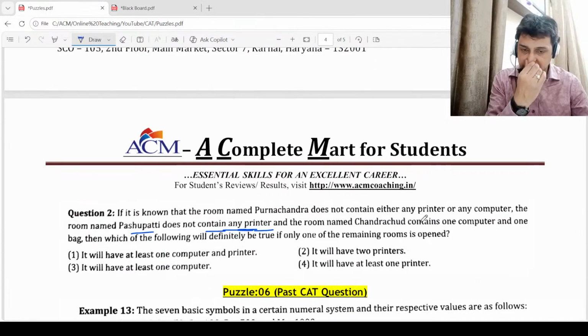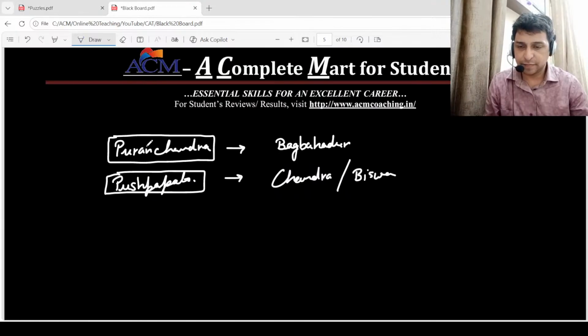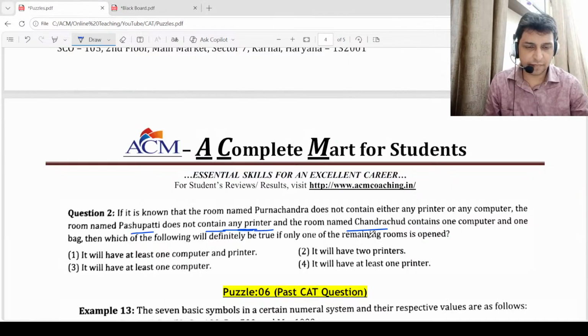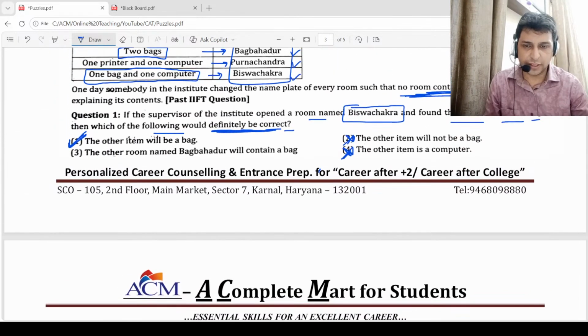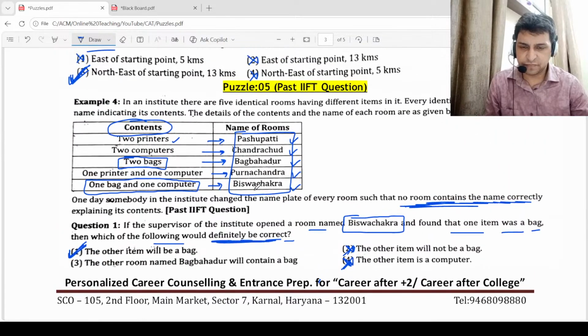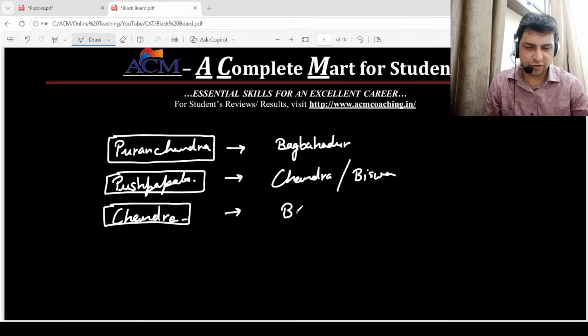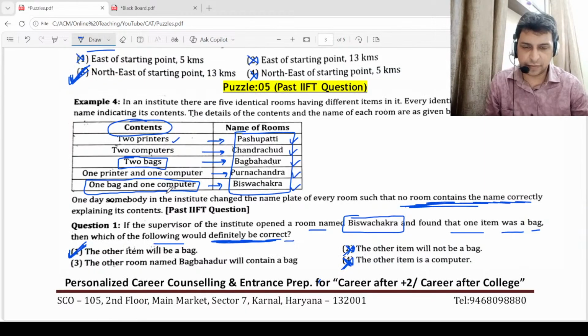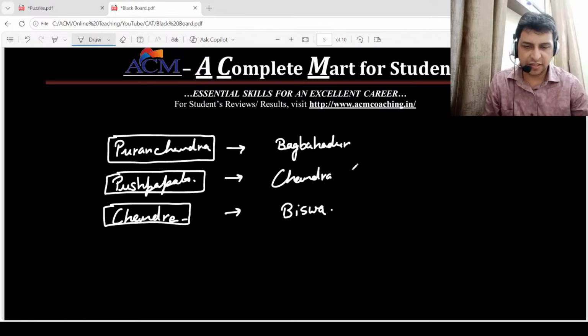And the other instruction which they have given to us, the room named Chandrachud. Now the room named Chandrachud, there is a nameplate that contains one computer and one bag. So that is clear cut. One computer and one bag. That is in Vishwachakra. So this is actually Vishwachakra. That means the Pushpati, that is Chandrachud.